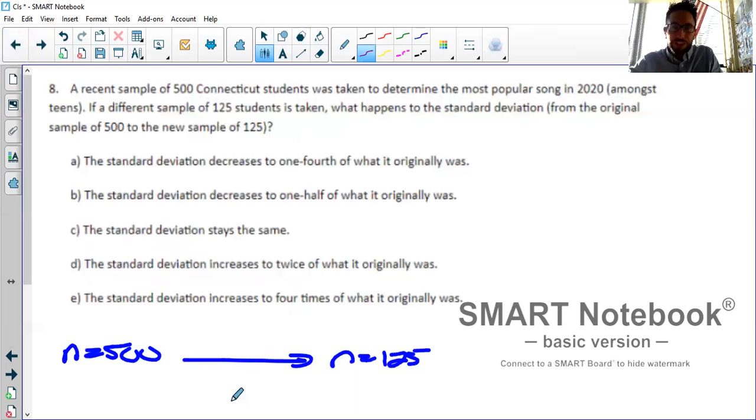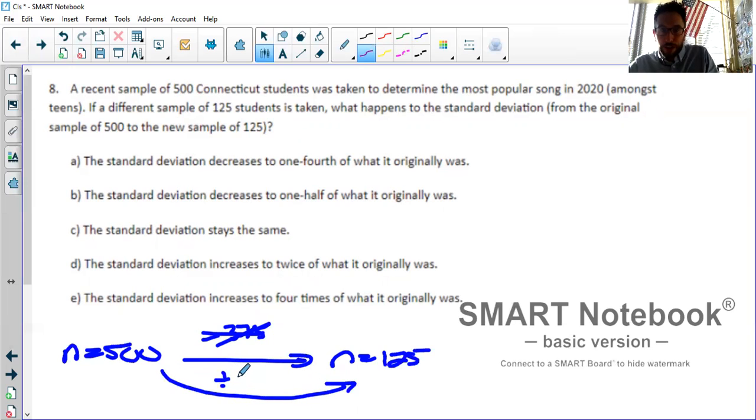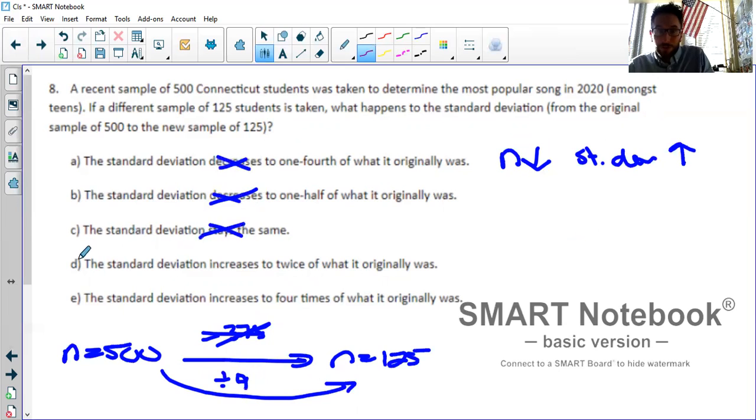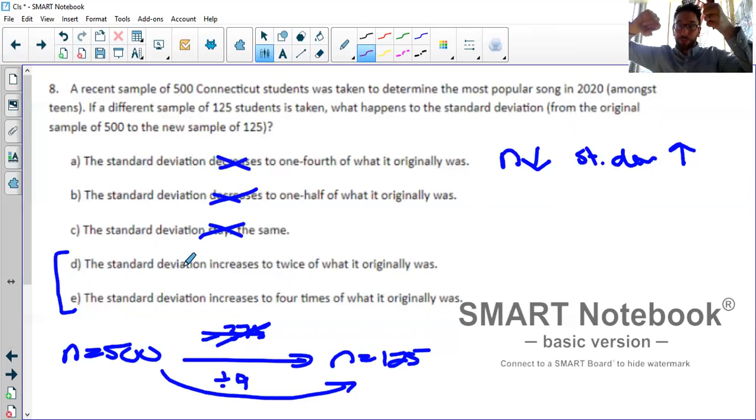Now, when we want to think about how much this decreased by, we want to think multiplicatively. We don't want to think, oh, it's minus 375, it's 375 people smaller, right? We want to think, what did we divide by? So to get from 500 to 125, we're dividing by 4. Now, in this situation, n is going down, which means the standard deviation of the sampling distribution is going to go up. So that means this is out, this is out, this is out. Worst case scenario, even if you didn't know what you're doing, as long as you know n goes up, standard deviation goes down, n goes down, standard deviation goes up, right? You're going to be able to narrow down your options pretty reasonably.